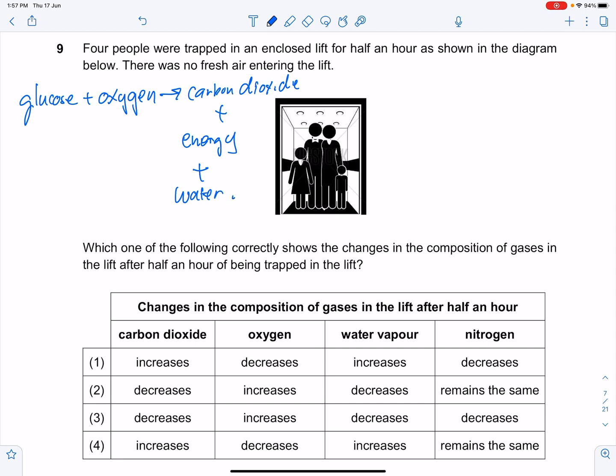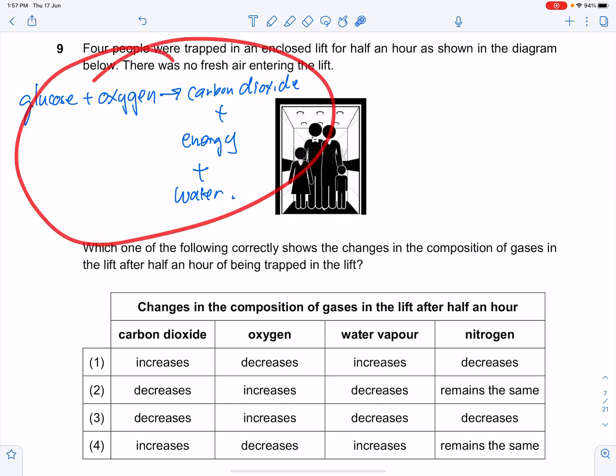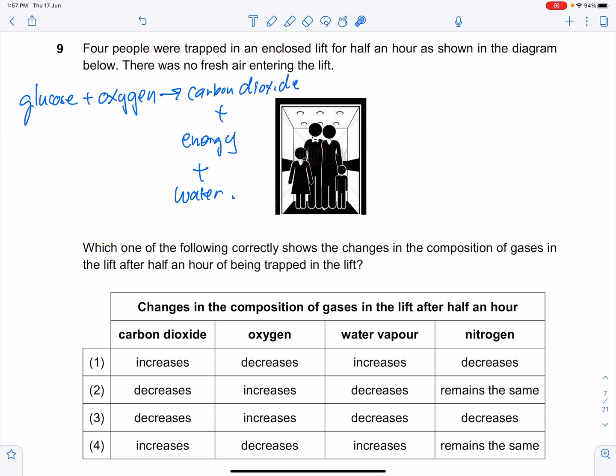Based on this alone, I know that if I'm in a trapped enclosure, oxygen will be used up, and instead I'll be giving out lots of carbon dioxide. Oxygen will tend to decrease because I'm using it, I'm depleting it. Carbon dioxide will start to increase.